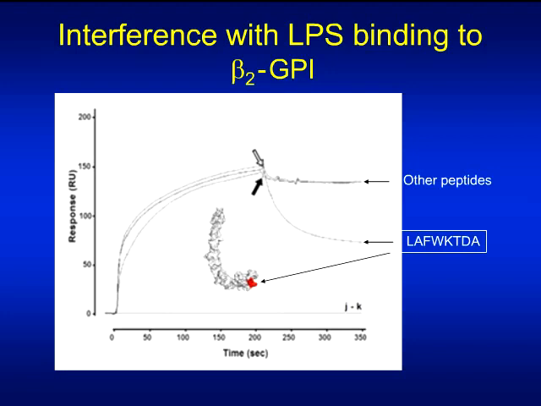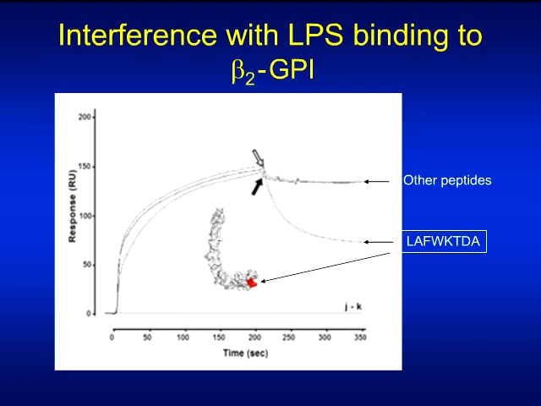We tried to find the site within beta-2-glycoprotein 1 where it binds, and you can see we have tried different peptides from beta-2-glycoprotein 1. We see this is the peptide which can replace beta-2-glycoprotein 1 from its binding, and this peptide is located here in the molecule. So there's clearly one peptide that is involved in the binding of LPS.